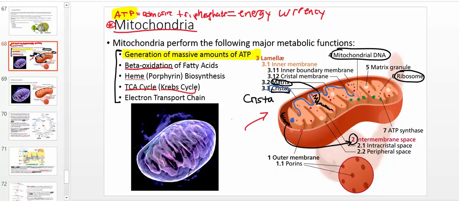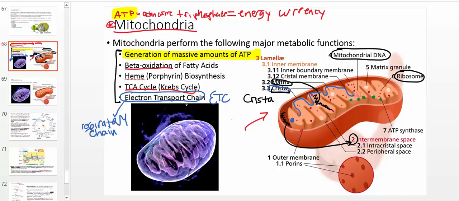And then the whopping amount of ATP that's produced is by the electron transport chain. Sometimes this pathway is referred to as the respiratory chain. I sometimes call it the respiratory chain. Understand that I mean the electron transport chain. Usually people abbreviate it ETC.